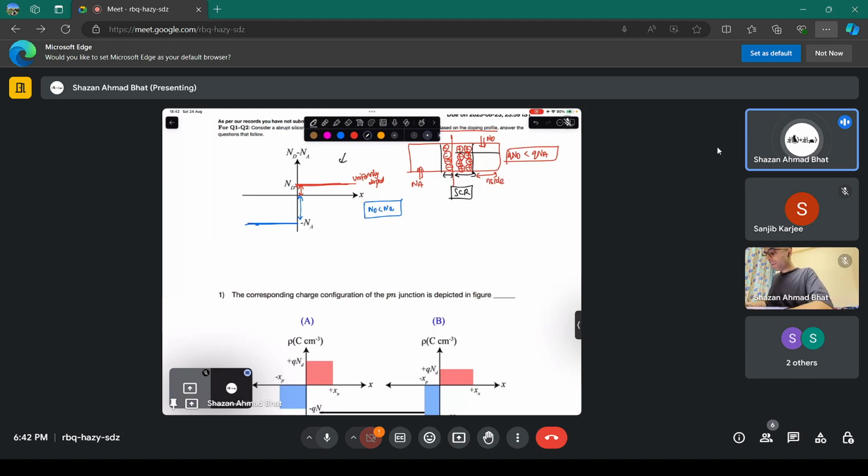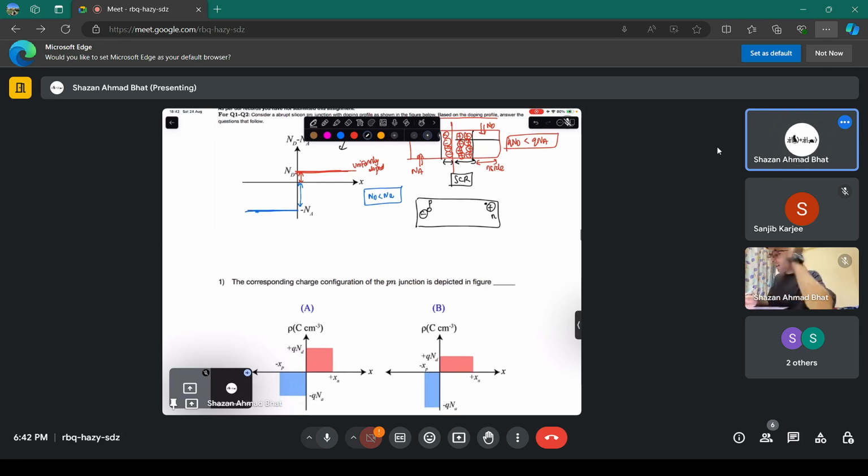And why does this happen? When you made this junction, there are positive charges, there are electrons, and there are negative charges, there are holes. This is the N side, this is the P side. Because this side is lightly doped, this is Nd, this is Na. Because Nd is less than Na, there are more negative ions, or holes, on the P side.